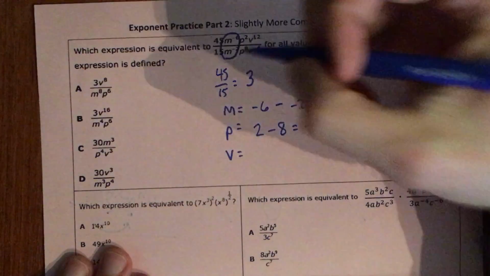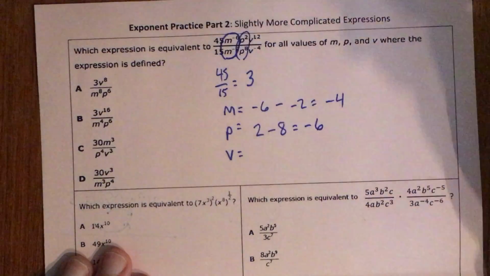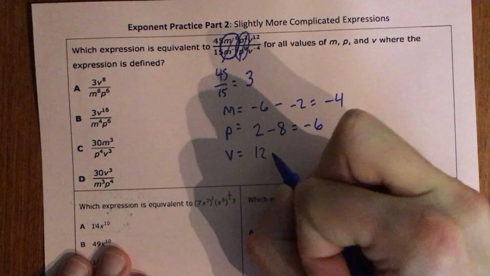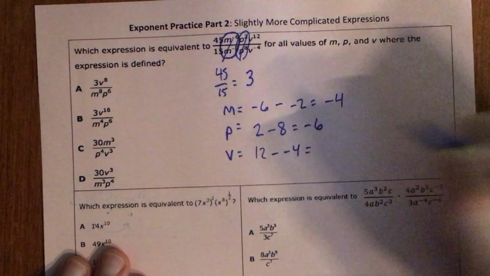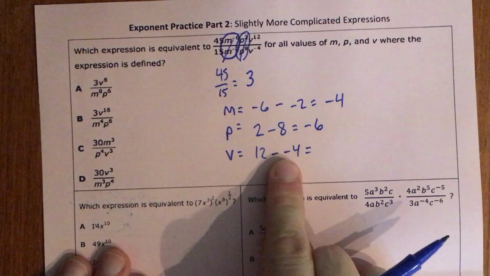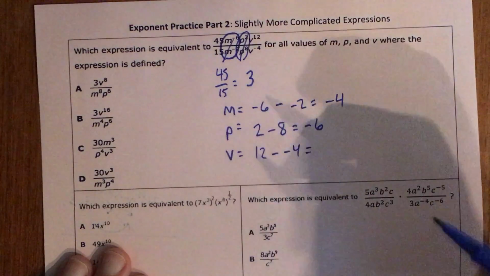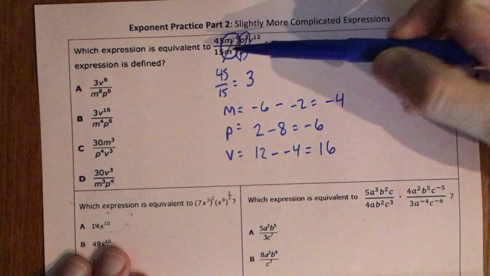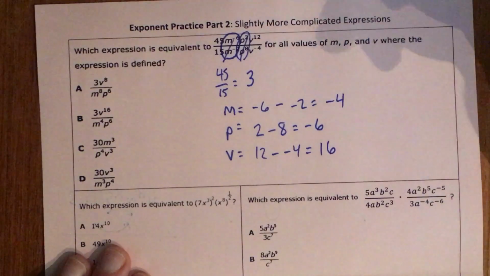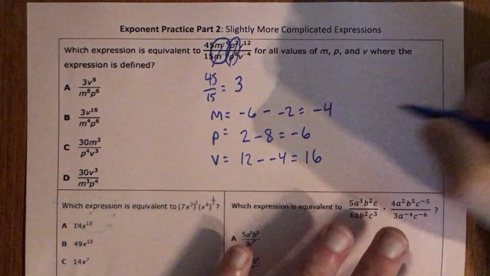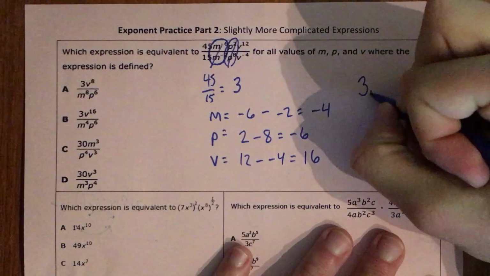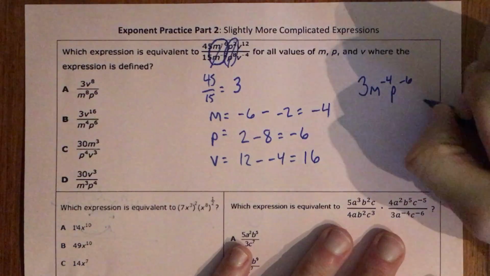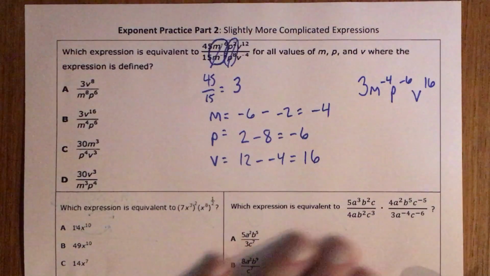And then we'll do our v's. And sometimes it helps just to circle or cross out as you go. So we're going to do 12, take away negative 4, right? So some of us know that taking away a negative is like adding, but again, just be safe, punch it in your calculator to get 16. So because I've done the numbers, I've done the m's, the p's, and the v's, I just need to rewrite my final expression. So I'm going to start with 3, m to the negative 4, p to the negative 6, and v to the 16.